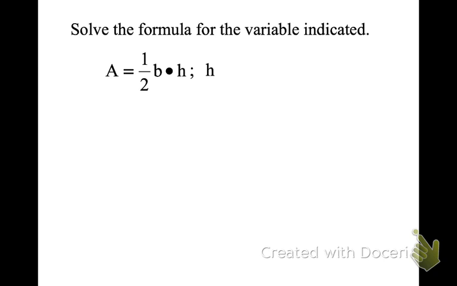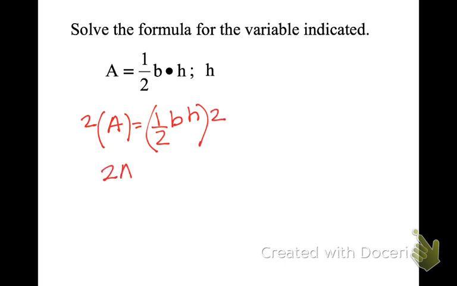All right, what do you think we would do first? A equals 1/2 base times height. What are we solving for, everybody? H. Okay, what would I do first? Okay, Matthew? Multiply both sides by 2. And then we have 2A equals, these are canceling out, and we're left with base times height.